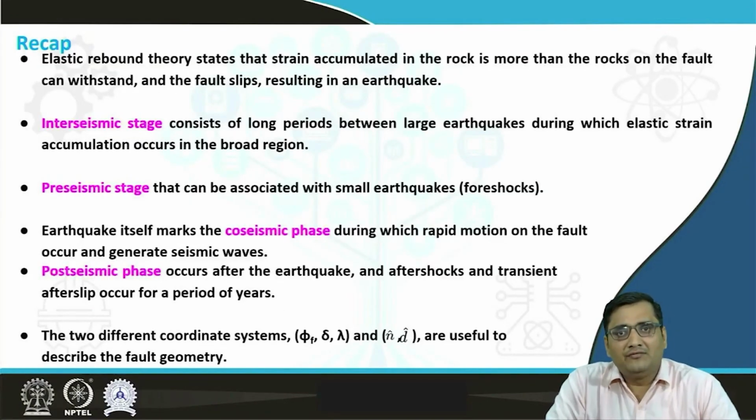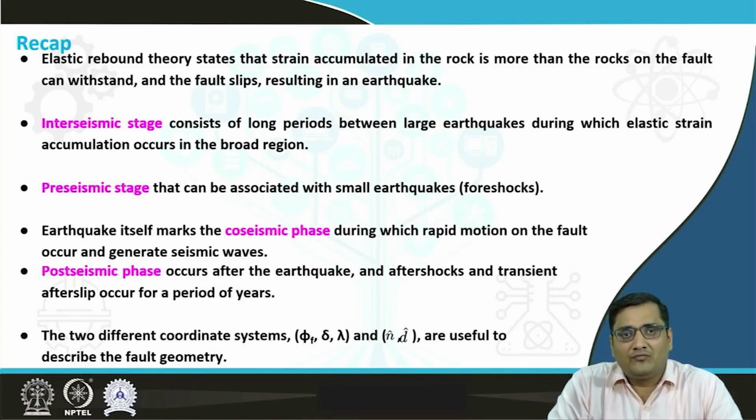Before we delve into today's lecture, let's have a recap of what we have learnt in the previous 3 lectures of module 9. We learnt about the elastic rebound theory, which states that when the strain accumulated in the rock becomes more than the rock can withstand, slip will happen, which will result in an earthquake.